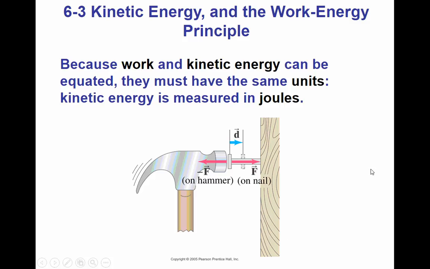All right, really simple example of work being done. So you have a force and a displacement of the nail, so you can talk about how much energy or how much work was done onto the nail. So there's work done from the hammer onto the nail, and that would be measured in joules.